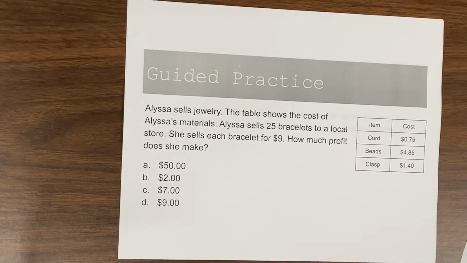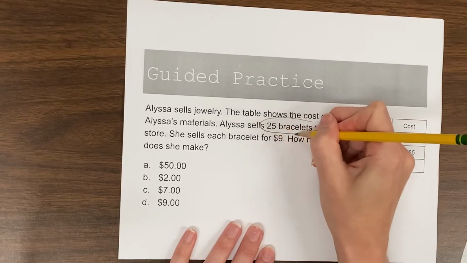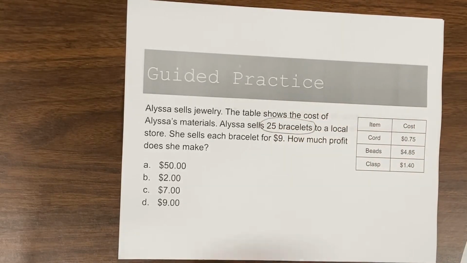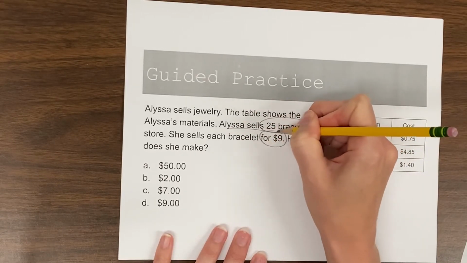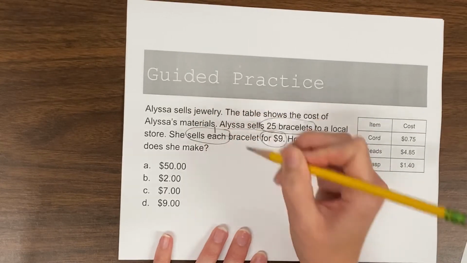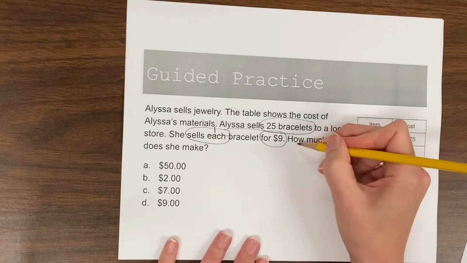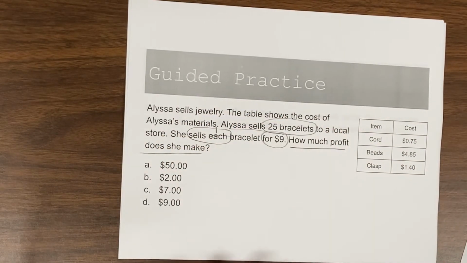Alyssa sells jewelry. The table shows the cost of Alyssa's materials. Alyssa sells 25 bracelets to a local store. She sells each bracelet for $9. So I'm going to circle the 9. Selling each, so 1 bracelet. She sells 1 bracelet for $9. How much profit does she make?